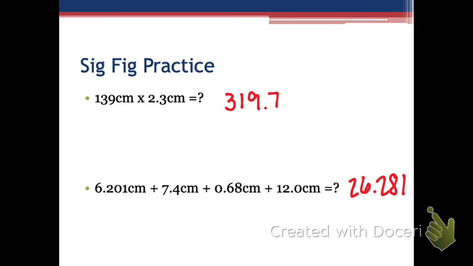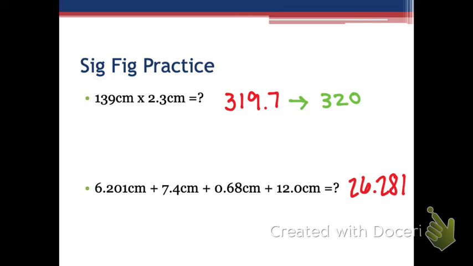Okay, does anyone have final answers yet they want to share? Yeah, Tim. Actually, 319.7. Well, that's the raw answer, but what's it supposed to be after I consider my significant figures? 320. Does anyone see a problem with that? It's ambiguous, right? That's a trailing zero without a decimal. That's ambiguous, and we said we can't present ambiguous answers.